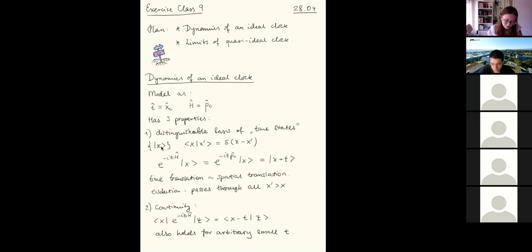Okay, and the third property that we would like the clock to have is that it should allow for a perfect continuous autonomous control on some external system.